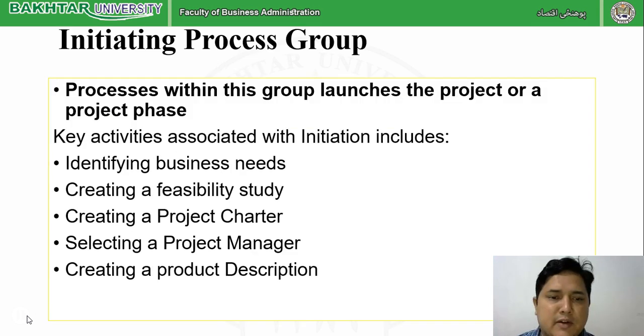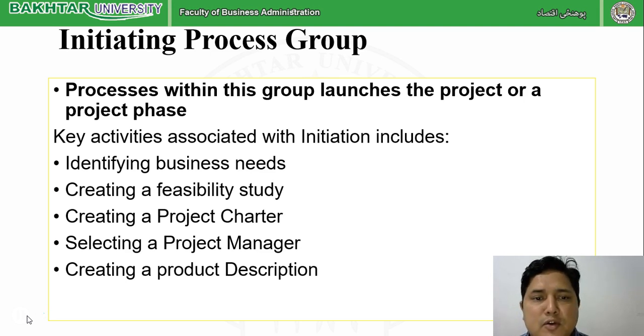Like in the case of initiating, there are 5 things written over here. But let me tell you the basic meaning of initiating. The basic meaning of initiating is only 2 things. First, in initiating, we ask what the need of this project is. It means first we will identify the business need.